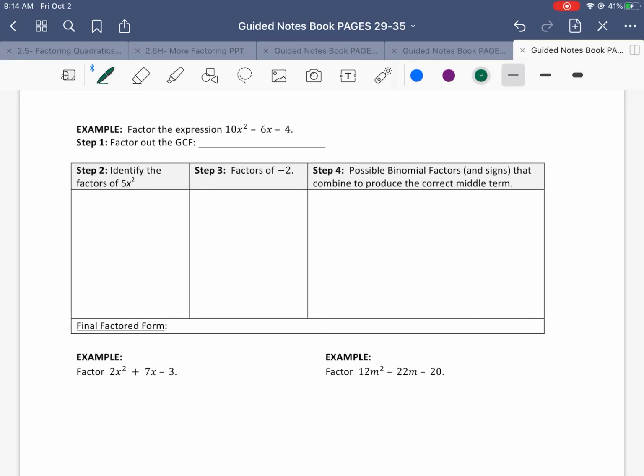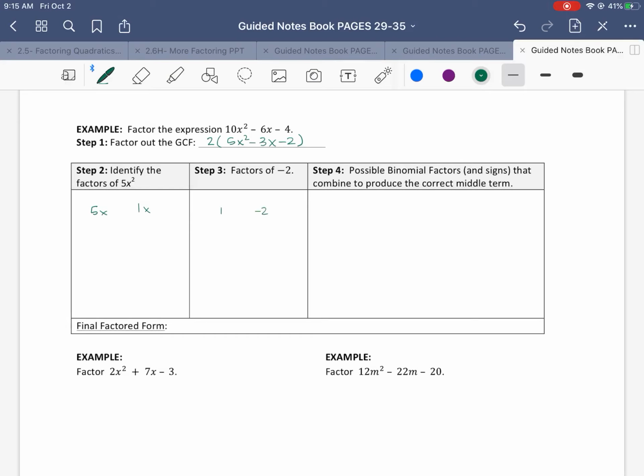10x squared minus 6x minus 4. Notice there is a common factor there. They can all be divided by 2. So if we divide out a 2, we end up with 5x squared minus 3x minus 2. If I was listing out factors of 5x squared, we only actually have 5x and 1x. So that's not bad.